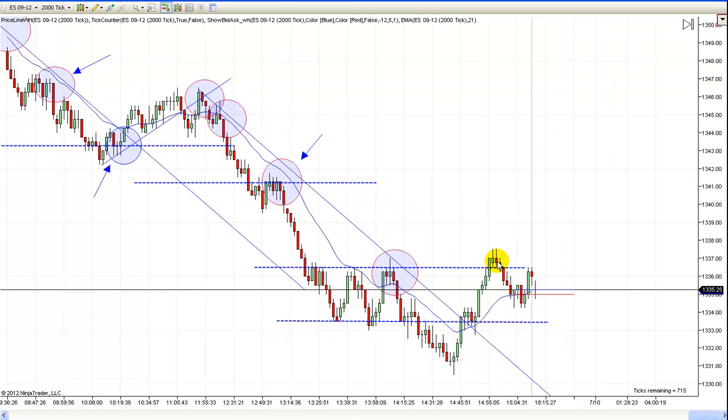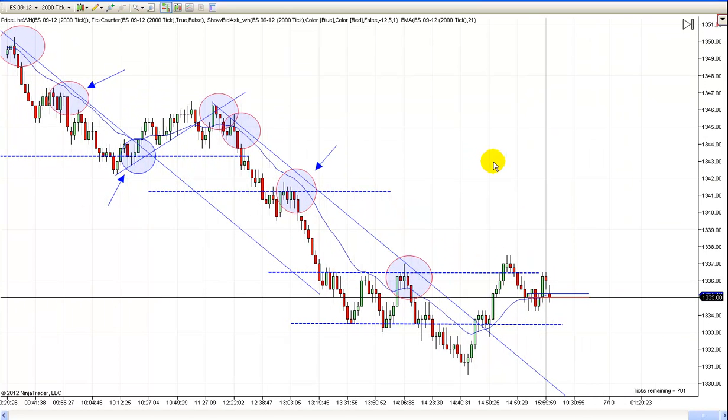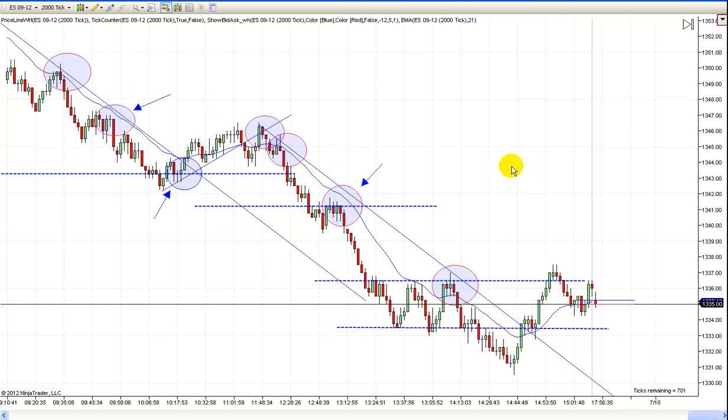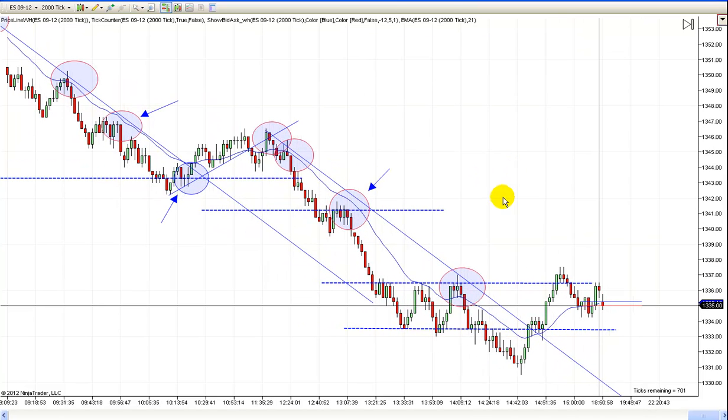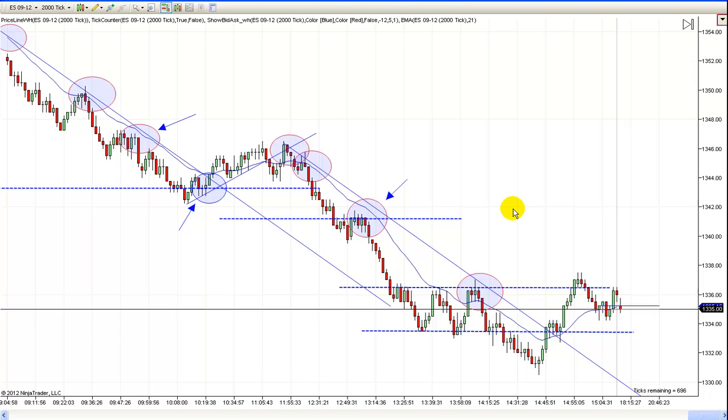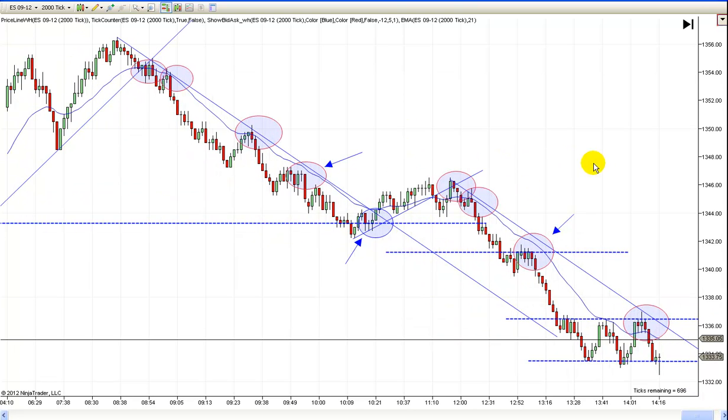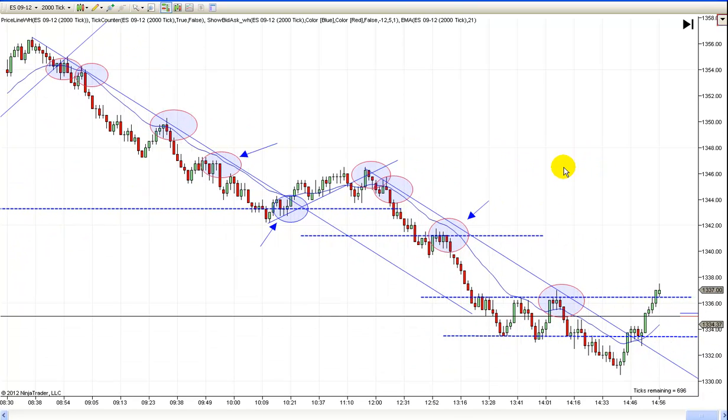There was another entry here, but it's 3 o'clock and you don't want to be entering then. So I really didn't even like this trade, other than it was a perfect setup because it's after 2 o'clock. And really my kind of drop dead cutoff time is 2:30. I don't like to trade after noon. If I make my goal before noon, I'm usually done.